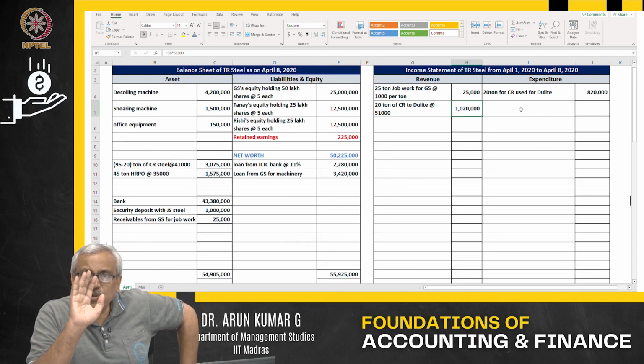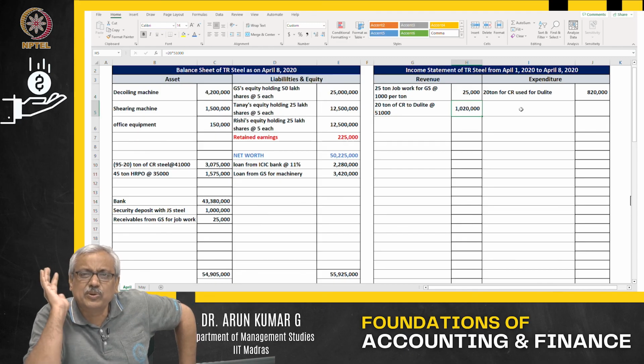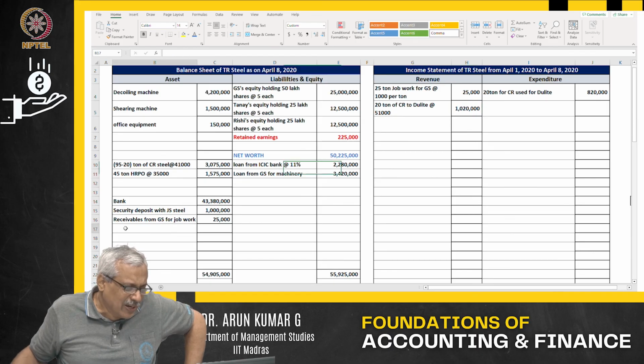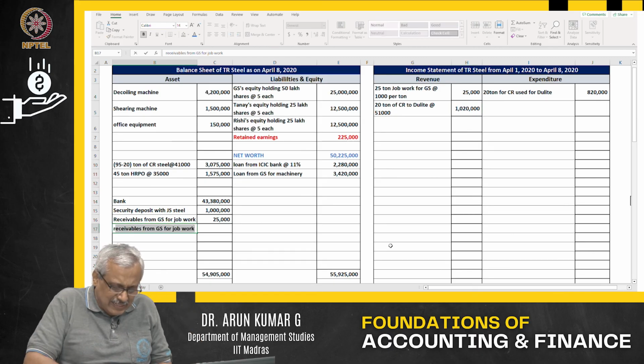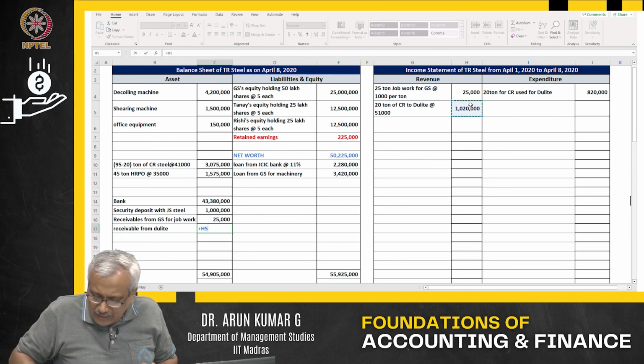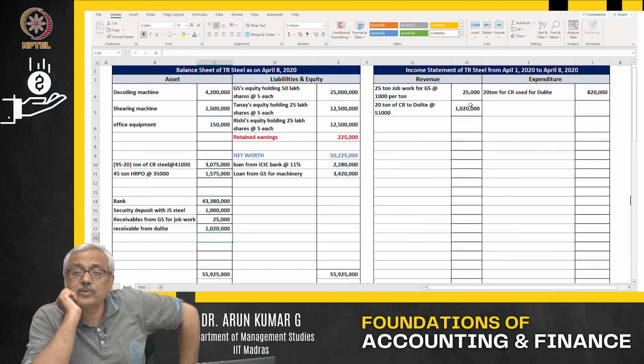Sir, I have not received it. Don't worry. Revenue has accrued. You are liable to get it from Dulite. You are eligible to get it from Dulite. Revenue has accrued out here. So, when revenue has accrued, you are eligible to get it. It is a receivable. What is the amount receivable from Dulite? This is the amount of money that I have to receive from Dulite.